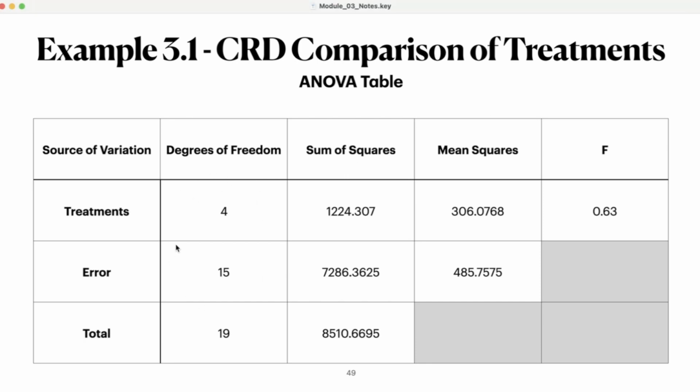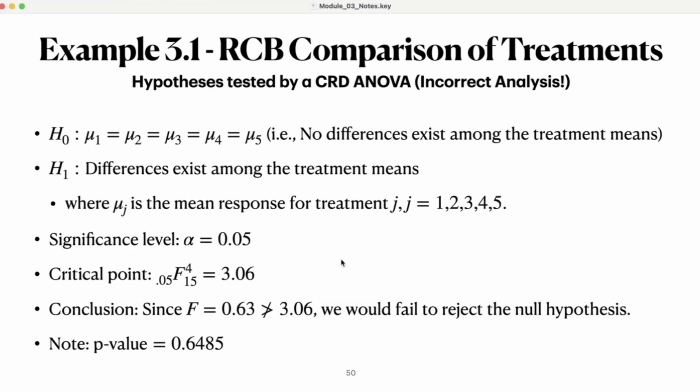And by the way, in this situation, the reference distribution is the F distribution with 4 numerator degrees of freedom, but 15 denominator degrees of freedom. And so because the denominator degrees of freedom are larger, the critical point is smaller. Instead of 3.26, in this case it's 3.06. But still, even with that slight reduction in the critical point, the F statistic is so small, 0.63, it's not larger than that critical point, and so we would fail to reject the null hypothesis. And in fact, the p-value for this test is quite large, 0.6485.